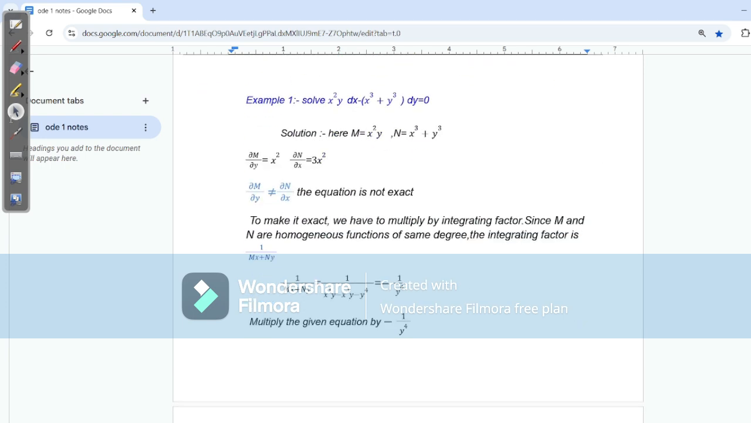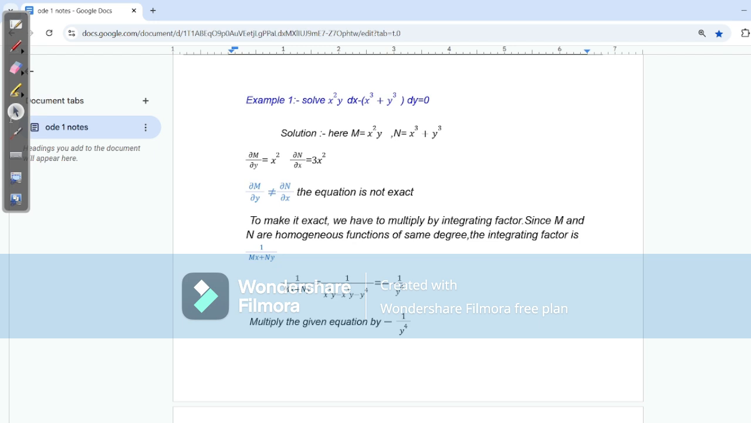Solve x square y dx minus x cube plus y cube dy is equal to 0. So the solution: here M is x square y and N is x cube plus y cube. dou M by dou y is equal to x square, dou N by dou x is equal to 3x square. So these two values are not equal, so it is not an exact equation. To make it exact, we have to multiply by an integrating factor. Since M and N are homogeneous functions of the same degree, the integrating factor is 1 by Mx plus Ny.